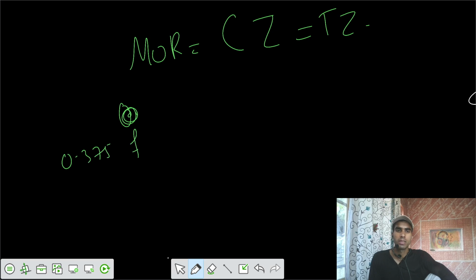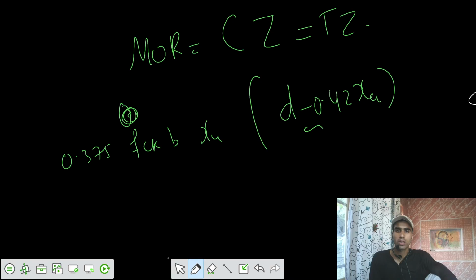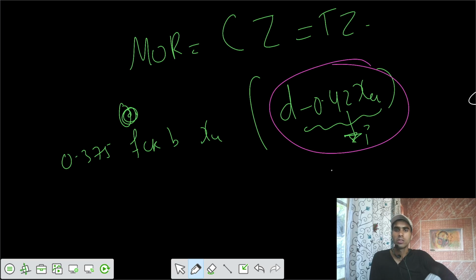0.36 fck b xu, and the lever arm is d minus 0.42 xu. Is it correct? Now we need to say what the lever arm is. I think it is not correct. We have to see whether this is correct or not. We don't know the value of the lever arm, so we need to calculate it. For that, I need to get the value of xu. What is the location of xu?